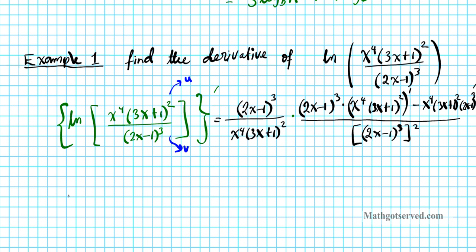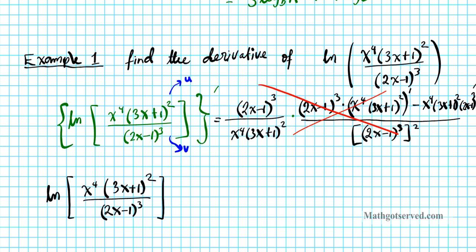Okay, so I want to rewrite the problem, natural logarithm of x to the fourth times (3x plus 1) squared over (2x minus 1) to the third. So let me cross this out. This is a mess. Don't do this, okay? So first thing I'm going to do is apply the quotient and product properties of logarithm. To the numerator, I'll apply the product property. So it's going to be natural logarithm of x to the fourth plus the natural logarithm of (3x plus 1) squared, minus the denominator, which is the natural logarithm of (2x minus 1) to the third.